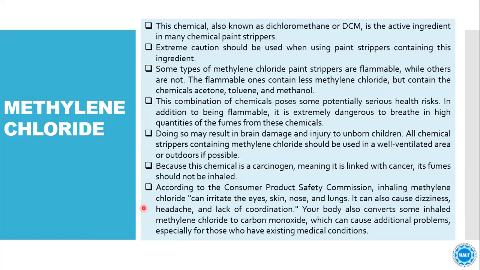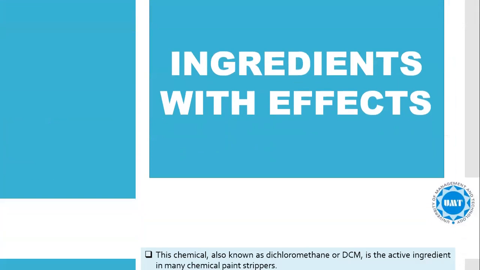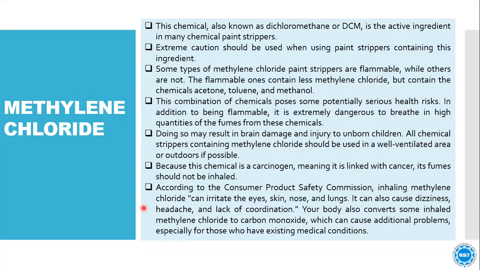Now I'm going to talk about the ingredients and their effects on the environment. Methylene chloride. This chemical, also known as dichloromethane or DCM, is an active reagent in many chemical strippers. Extreme caution should be used when using paint stripper containing this ingredient. Some methylene chloride paint strippers are flammable, while others are not. The flammable ones contain less methylene chloride but contain the chemicals acetone, toluene, and methanol.